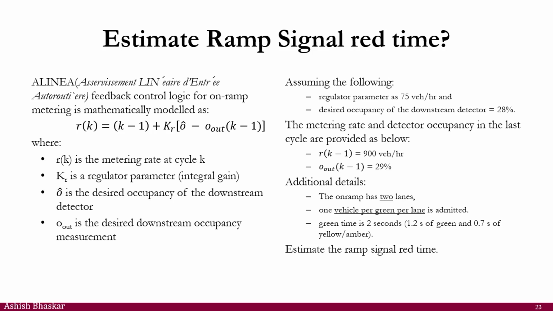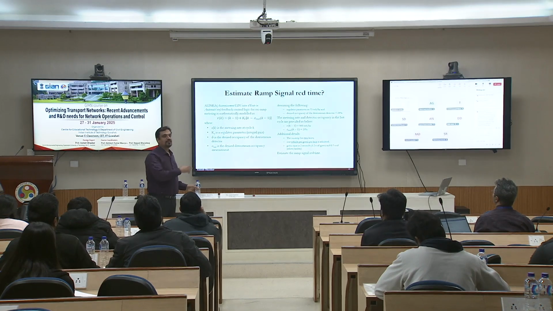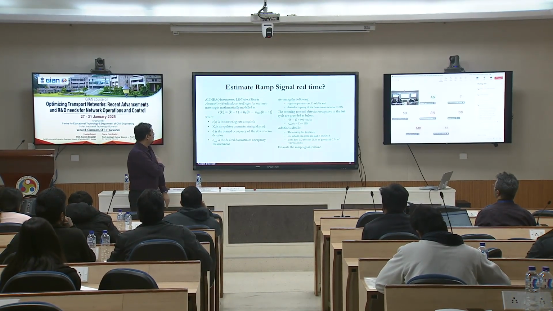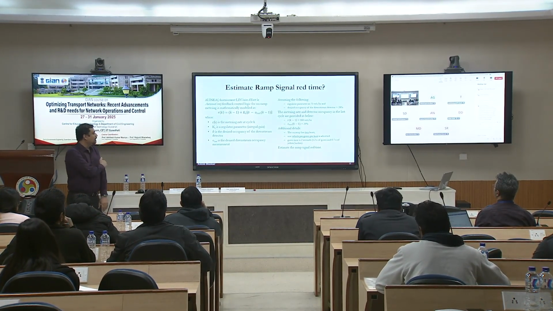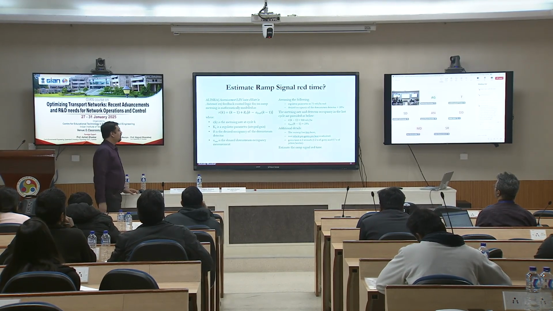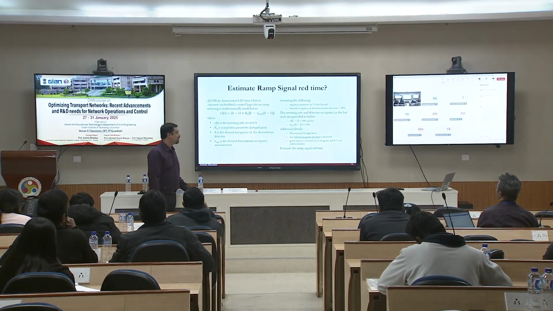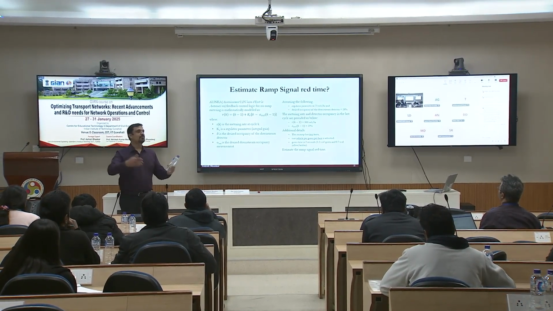The on ramp has two lanes. So basically, it's not like the previous case. I only considered one lane. Now you have a two-lane on ramp, and you allow one vehicle per green per lane is admitted. So green time is 2 seconds. What should be the ramp signal red time? Or just tell me what should be the headway.